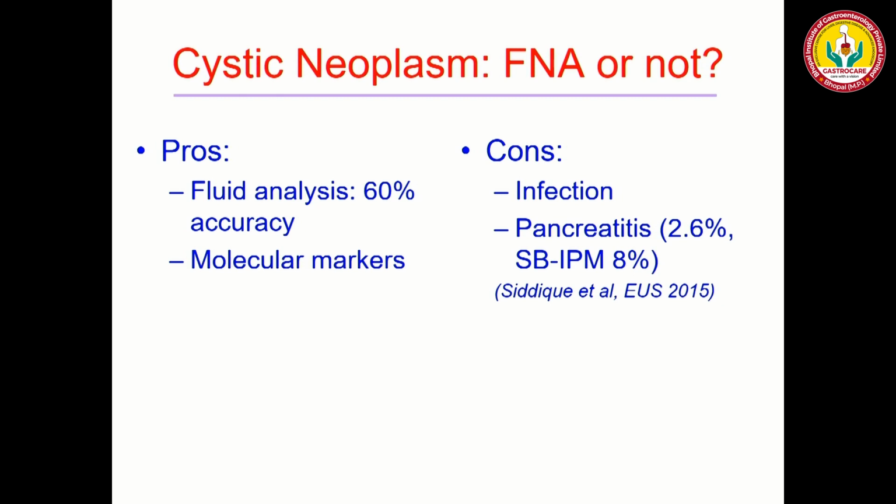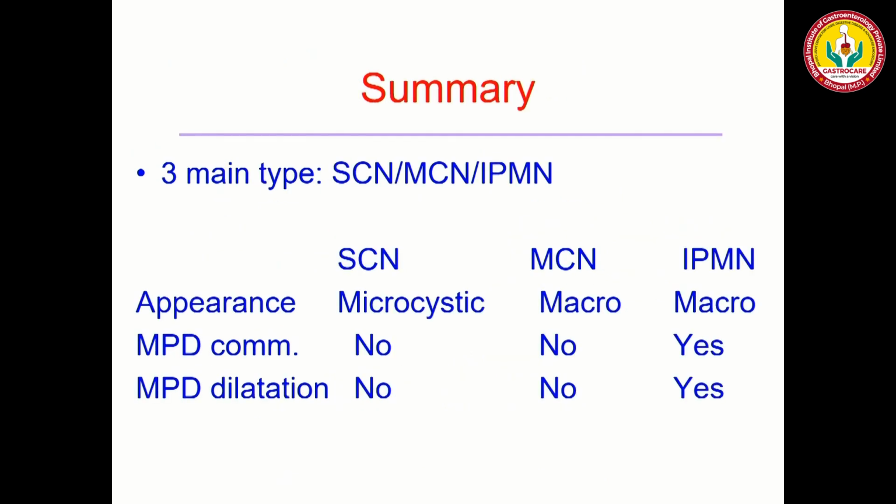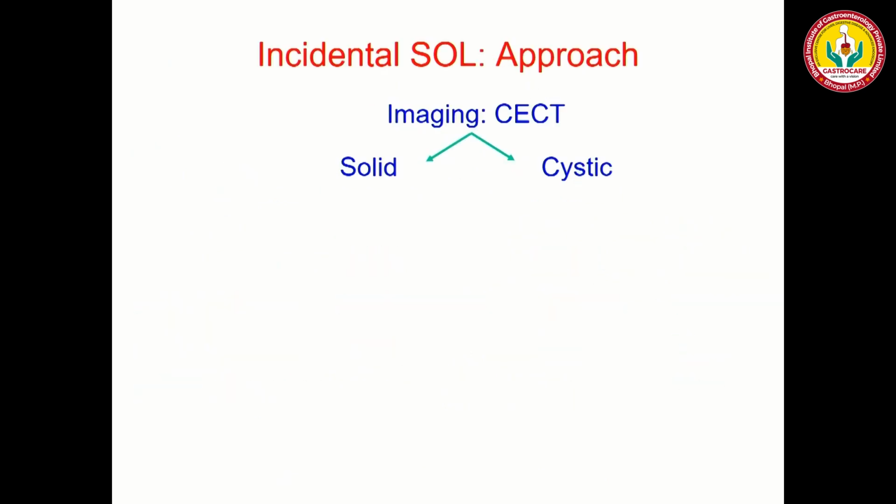One word about FNA. Generally, people tend to do FNA, but there are pros and cons of it. Fluid analysis has 60% diagnostic accuracy. You can do molecular markers, but there's a risk of infection and also pancreatitis. And it should be done only when you are not sure if there is a solid lesion within this cyst, and there's a clinical strong doubt of pseudocyst. So these are the 3 main types in summary.